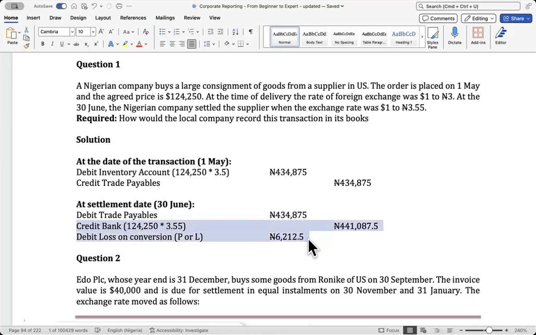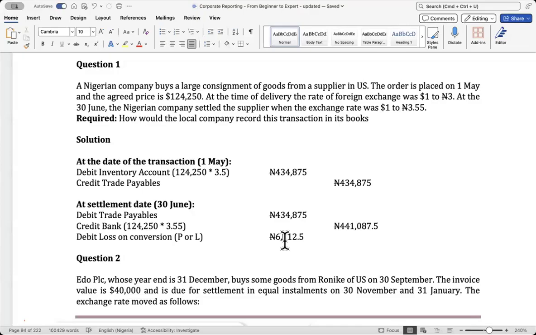So this loss on conversion is what I was referring to as exchange difference. So this guy has made a loss. However you want to present this in the exam, you need to understand that he is making a loss. He's paying much more than what it was in his books when he consummated this transaction. And that's the definition given earlier on as exchange difference.